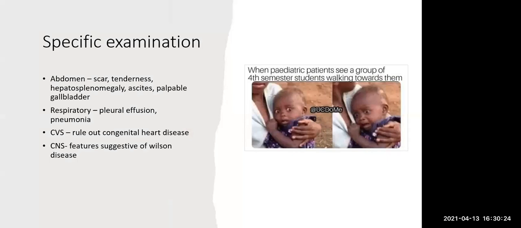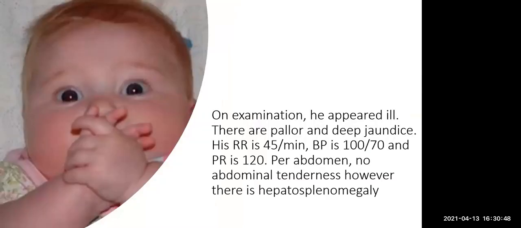For specific examination, we need to examine the abdomen to look for any scar, any tenderness, hepatosplenomegaly, ascites, palpable gallbladder, and check also the respiratory system for pleural effusion and to rule out pneumonia, the cardiovascular system to rule out any congenital heart disease, and also the central nervous system to look for any features suggestive of Wilson disease.